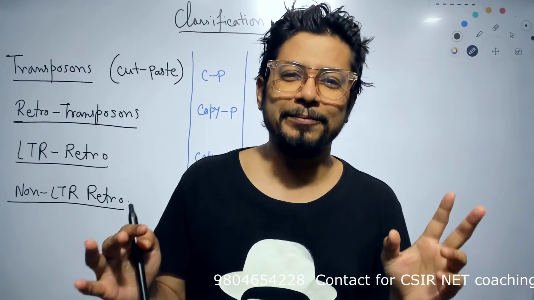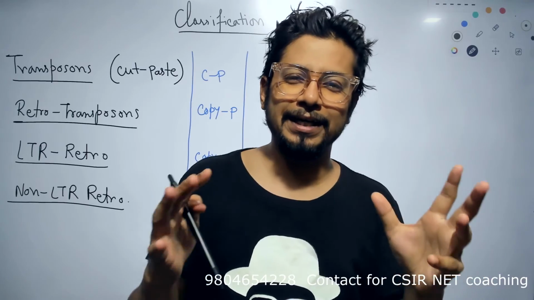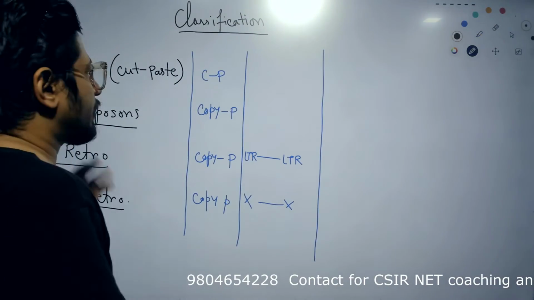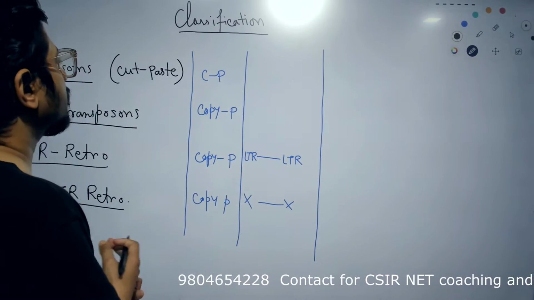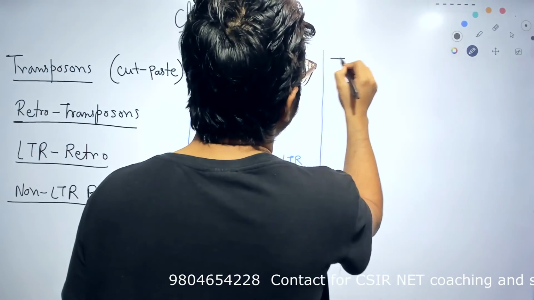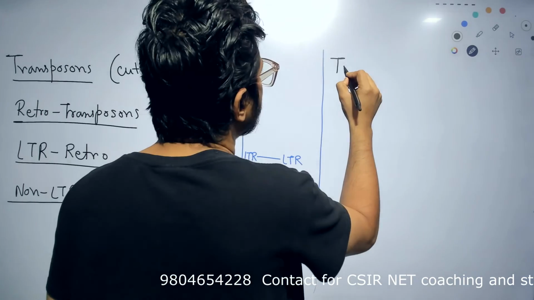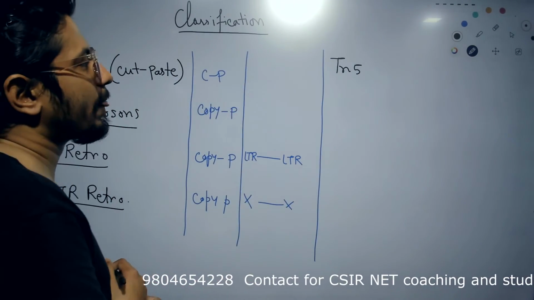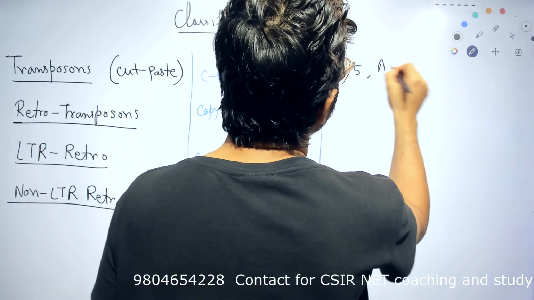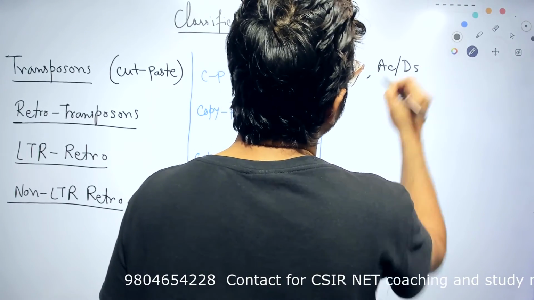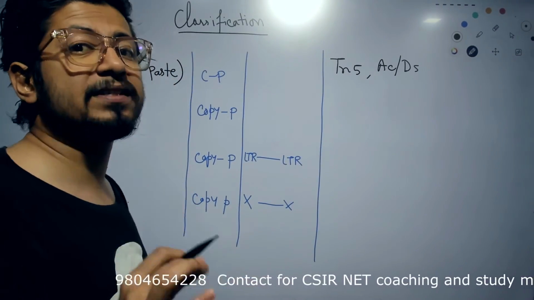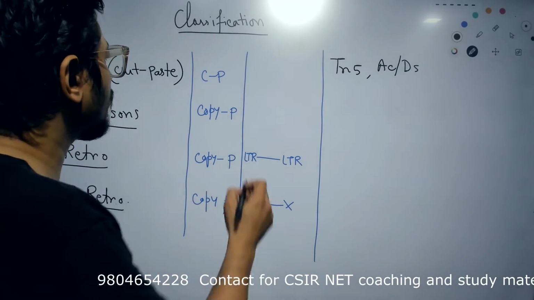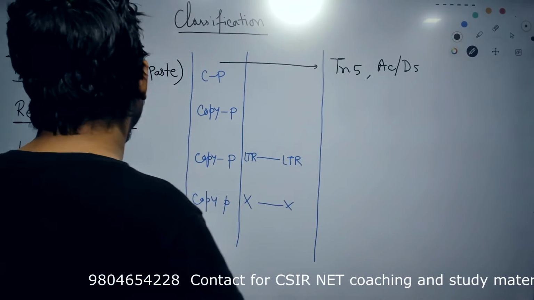So now the magic time, when I'm going to tell you the examples of all these different kinds of transposons. First one is transposons, simple transposons, cut-paste type transposons. Example TNs. Remember TN for transposons, and let's say TN5 is an example of such kind of transposons. Then there are the AC/DS elements in maize, an example of cut-paste transposons. Sleeping Beauty is another example of cut-paste transposons.